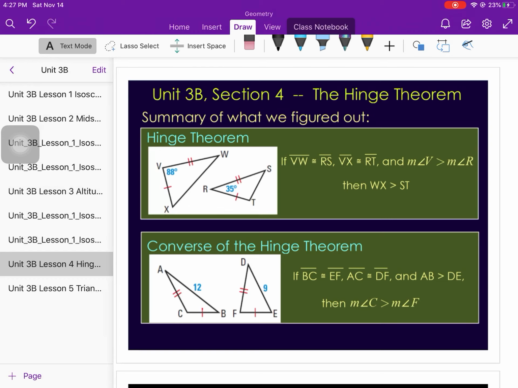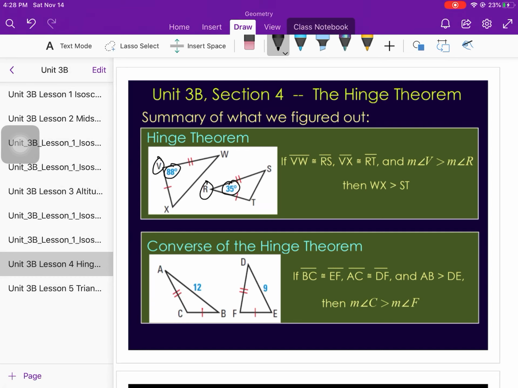So looking at the first two examples, we have XVW. Notice there's 88 degrees, and then RTS, and then there's 35 degrees. So with these two triangles, V corresponds with R because it's in between the double segment and the single segment. So V and R are the corresponding angles. Now looking at these two triangles, they're definitely not congruent, even though they have two sides the same. It's the angles in between that are different.